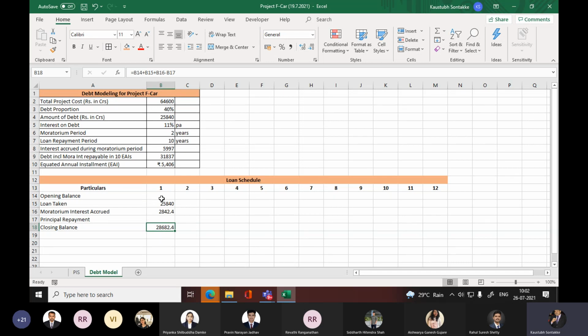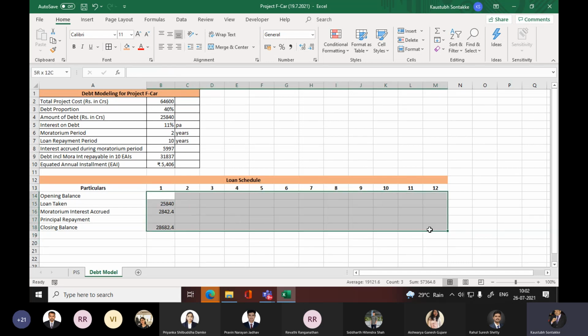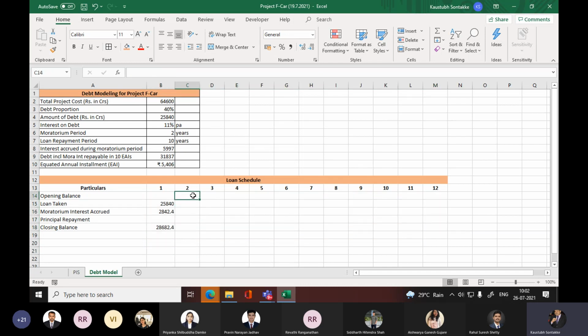If you want, we can do it right now also. I think, let me check. No, blank cells are there, so it won't work, so we will do it together later.